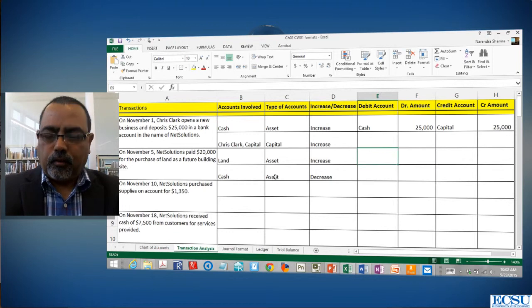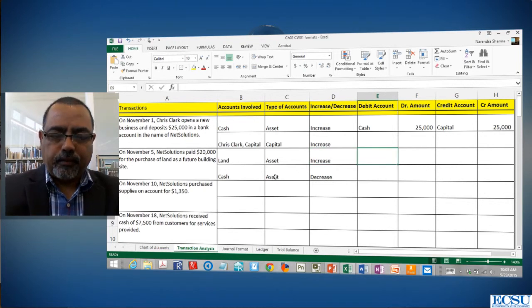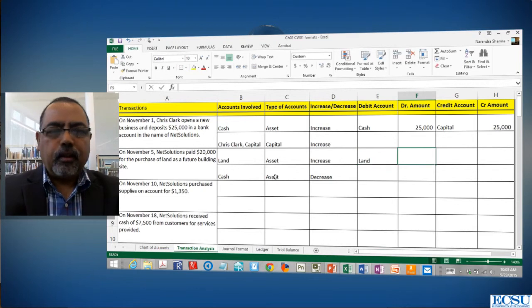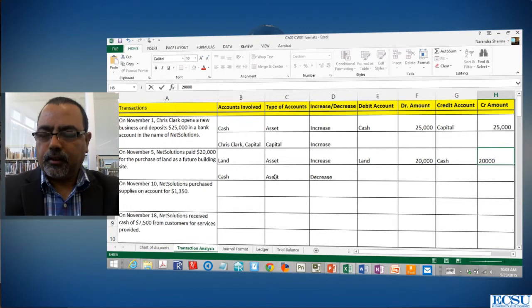So now we have the two accounts, both the accounts are assets, and the rule for asset is increase is debit, decrease is credit. So therefore, I'll be debiting land. The amount is going to be 20,000, and I'll be crediting cash. The amount is going to be 20,000 as well.